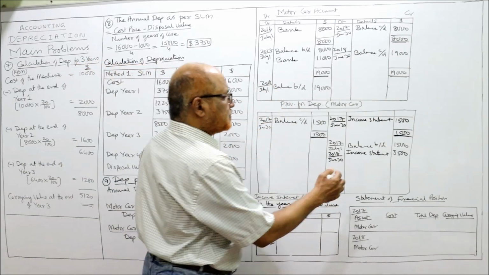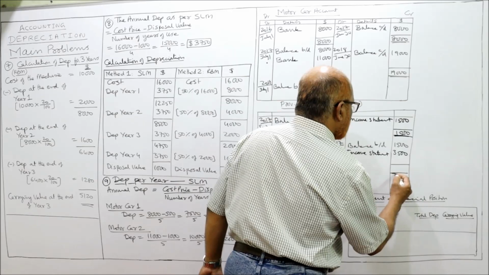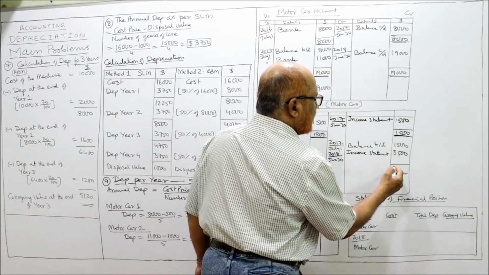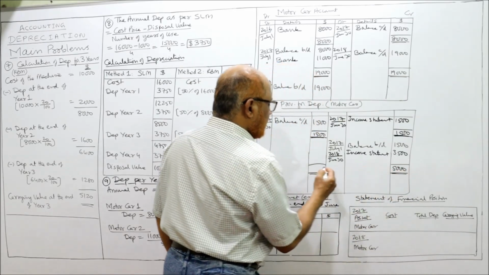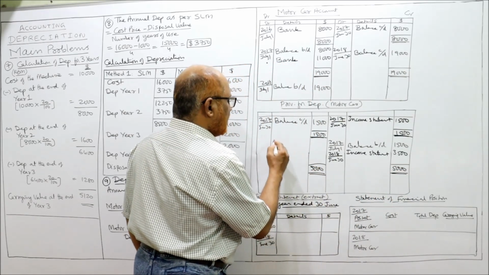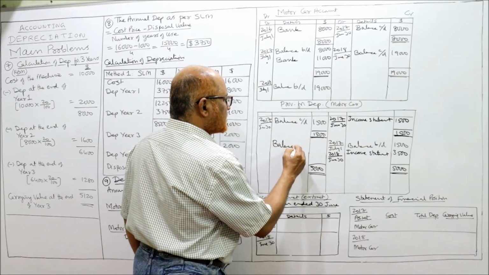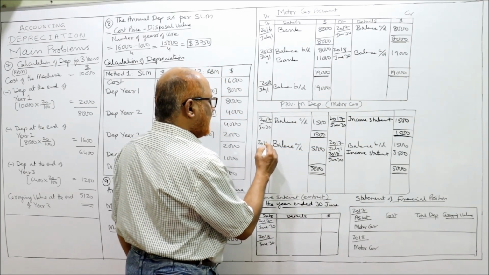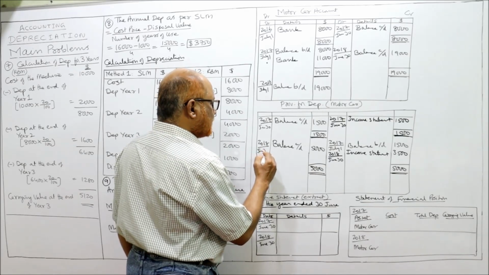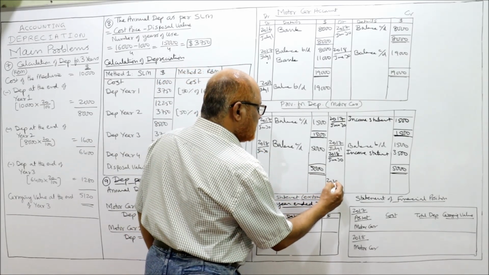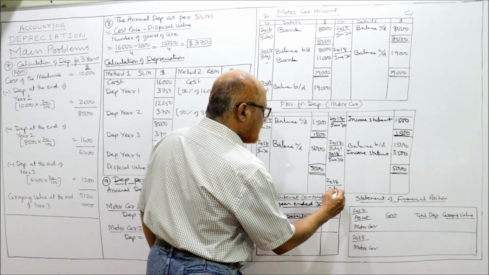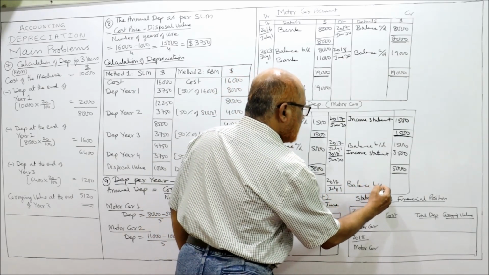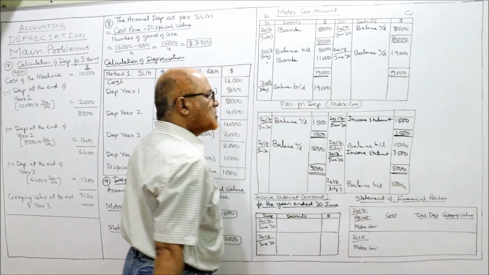Here also same thing. Now what is the total? 1,500 plus 3,500, 5,000. Here also I am taking 5,000. Here I am taking balance carried down 5,000. Last date 2018 June 30th. Now 2018 July 1st. Balance brought down 5,000. That's all.